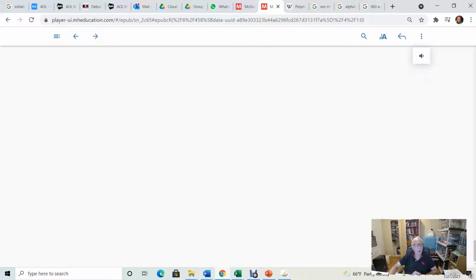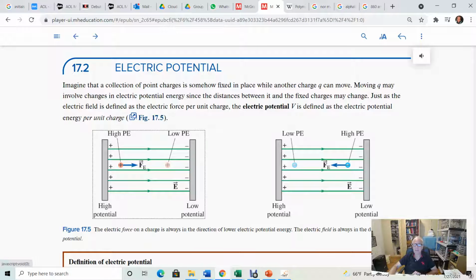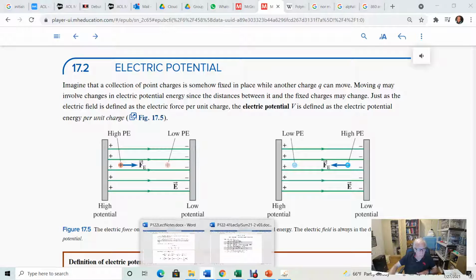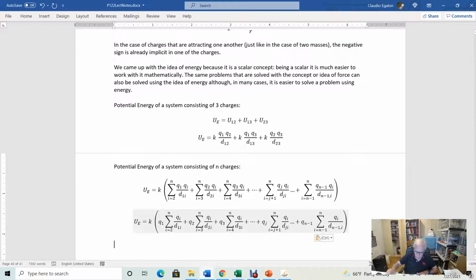The next one is the electric potential. We got to introduce the electric potential energy before we talk about electric potential. Okay, and that's what we are going to do next. Before we go into that, let me show you what we are going to do in this chapter.